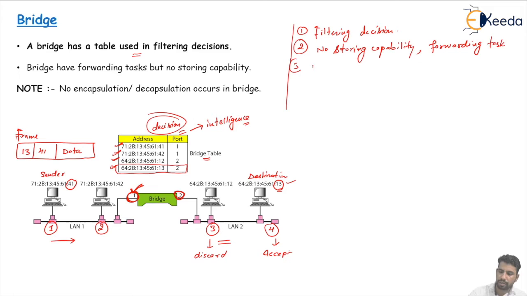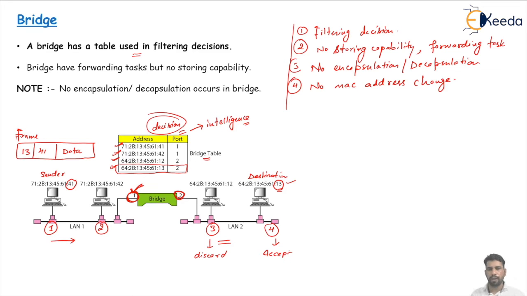Due to this, we can say there is no encapsulation and decapsulation at the bridge. The packet will not be encapsulated, or you can say there is no MAC address change in the frame. The frame received by the bridge, the same original packet, is forwarded on the corresponding port numbers. Here you see that our bridge acts as a collision domain separator but not a broadcast domain separator.